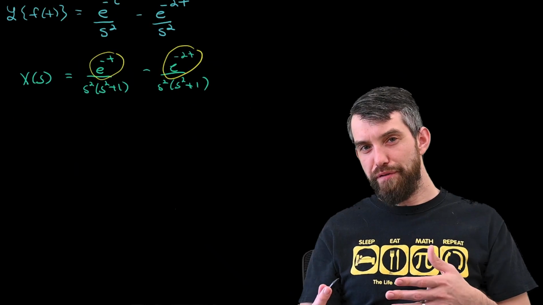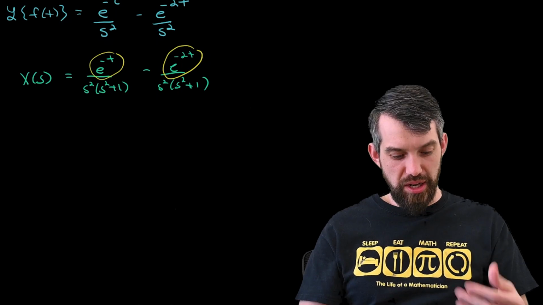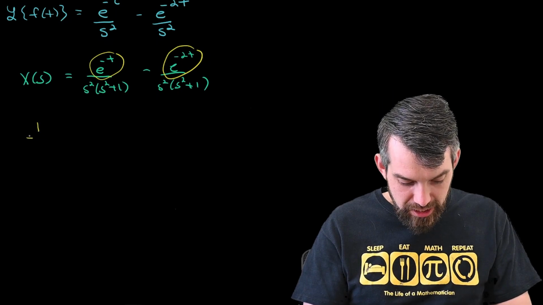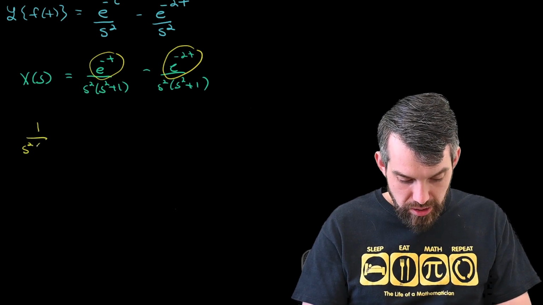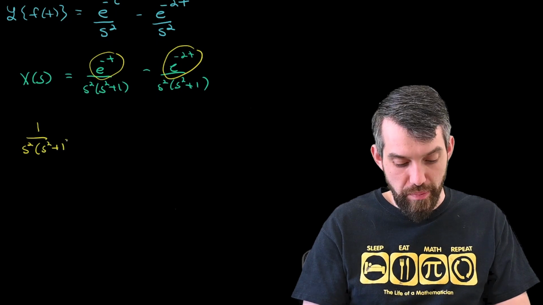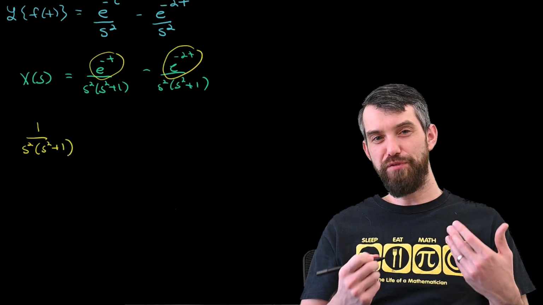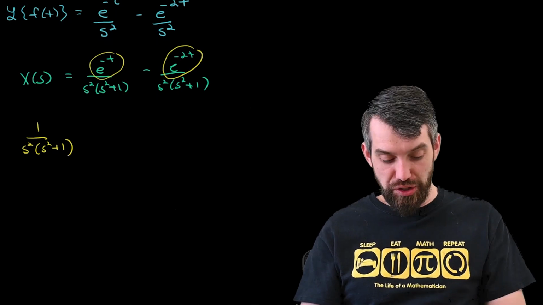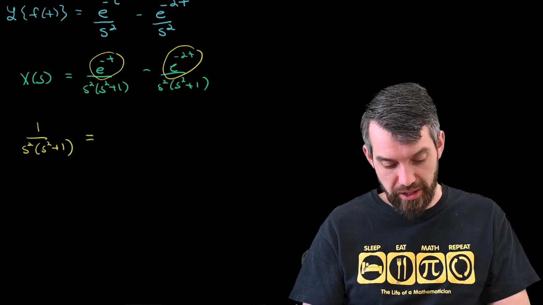So now what I want to focus on is these denominators here, and I really want to just investigate the 1 over s squared times s squared plus 1 portion. I'm going to first do a little bit of algebra. I can do partial fractions on this. We've seen in previous videos, and I'll do it very quickly here.